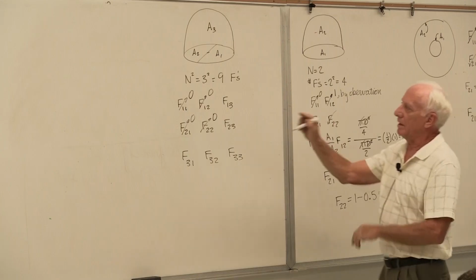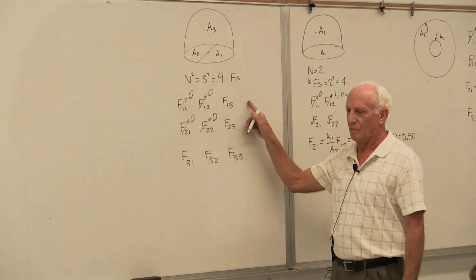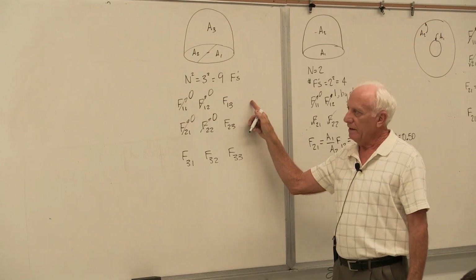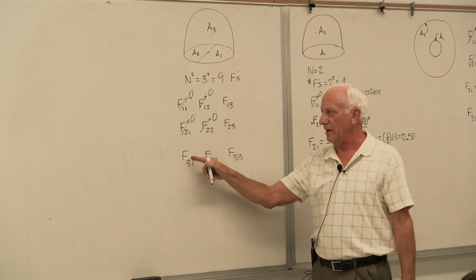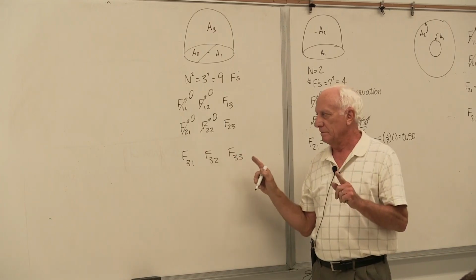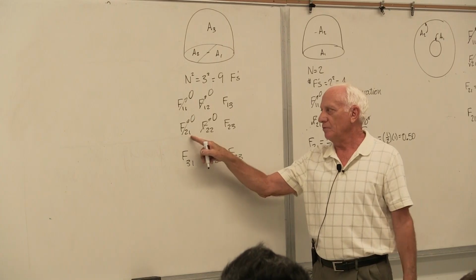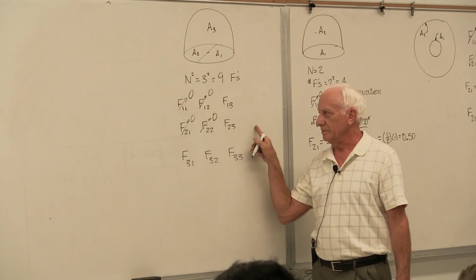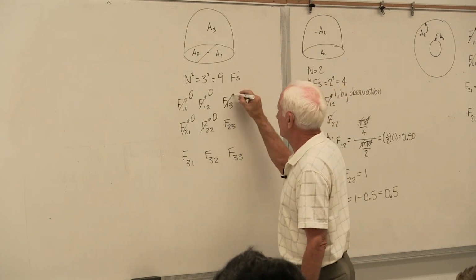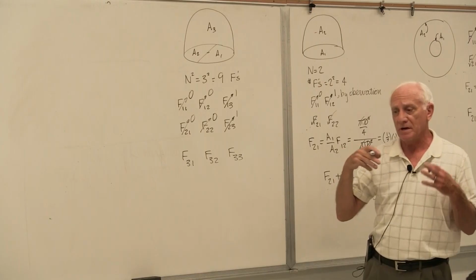The enclosure law, F11 plus F12 plus F13 equal 1. Here's a rule. If I know any of these rows here, if I know everything except one F, I can solve for that one F by saying F21 plus F22 plus F23 equal 1. So what's F13? That's easy, it's 1. What's F23? That's 1.